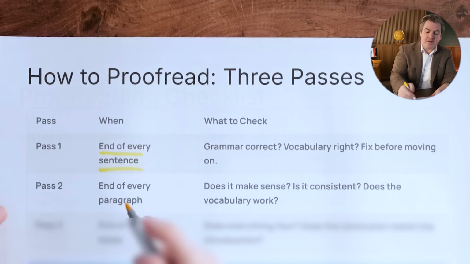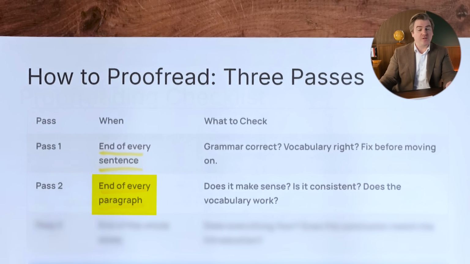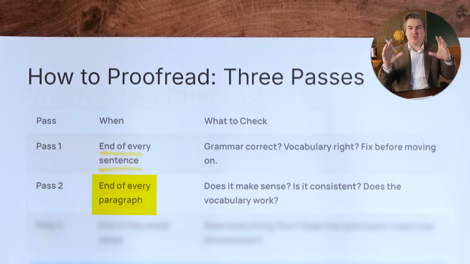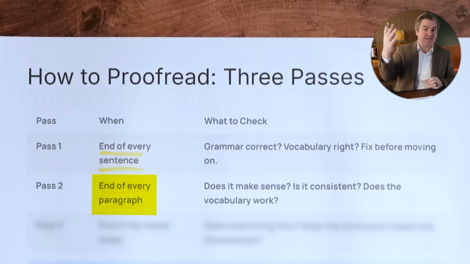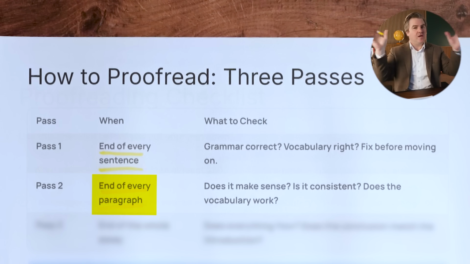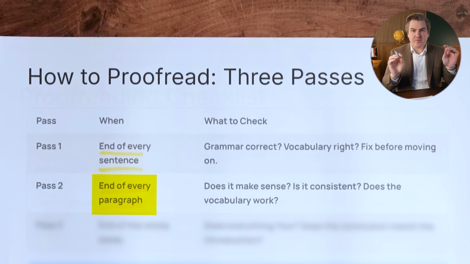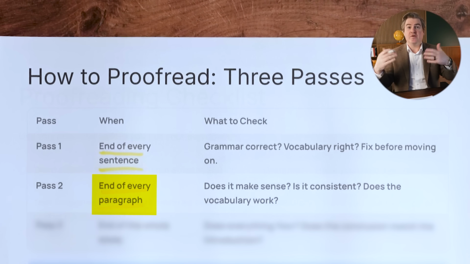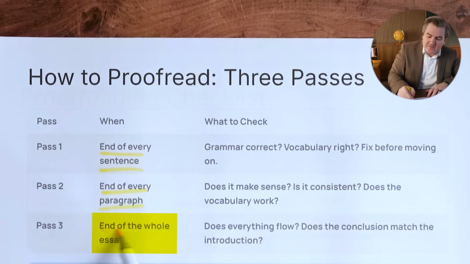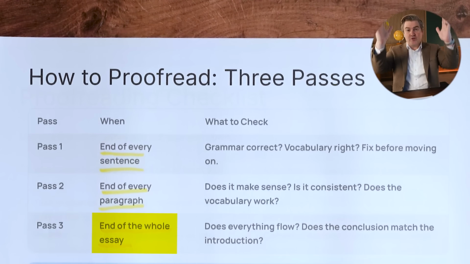Then at the end of every paragraph, you're going to do the same thing. Does it make sense? For example, if it's your main body paragraph, have you got a clear topic sentence? Have you got a clear example, explanation? Again, are you spotting any grammar mistakes, any vocabulary errors? Fix them. Then at the end of the whole essay, you're going to look at the whole thing.